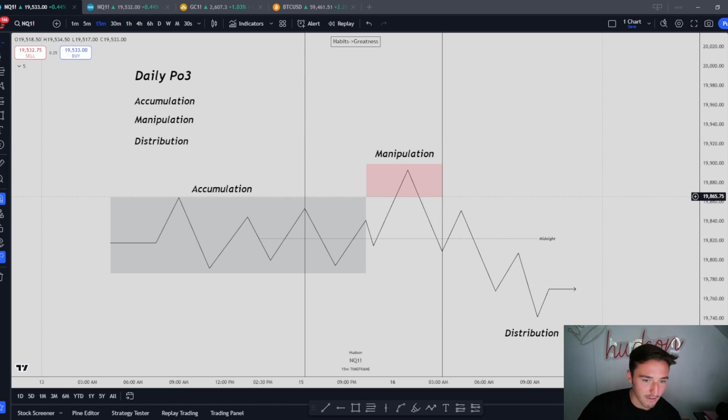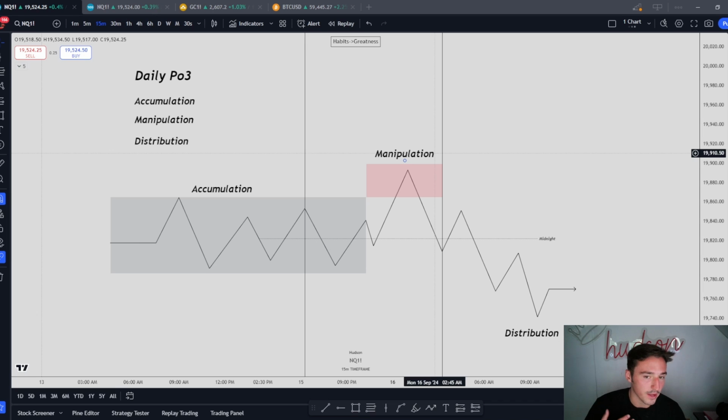So right here I have a little depiction of what it would look like, right? So these vertical lines are splitting up the sessions, I guess, right? So Asia will open up and we will accumulate, right? First step of Power of 3, AMD, accumulation, right? And then we have London creating high of day, creating our manipulative move, right?